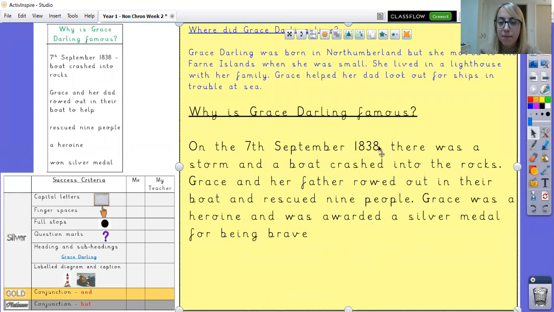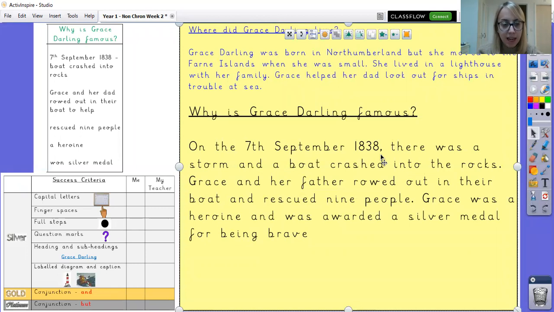On the 7th of September 1838, there was a storm and a boat crashed into the rocks. Grace and her father rowed out in their boat and rescued 9 people. Grace was a heroine and was awarded a silver medal for being brave.